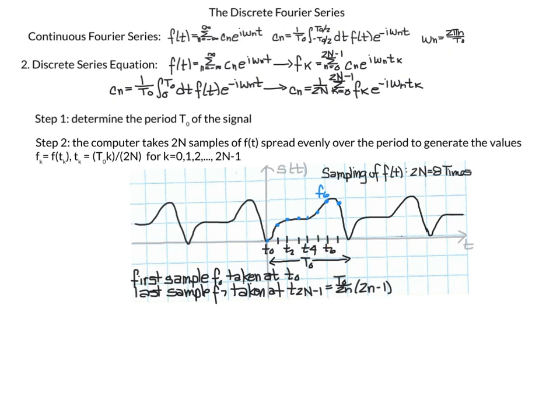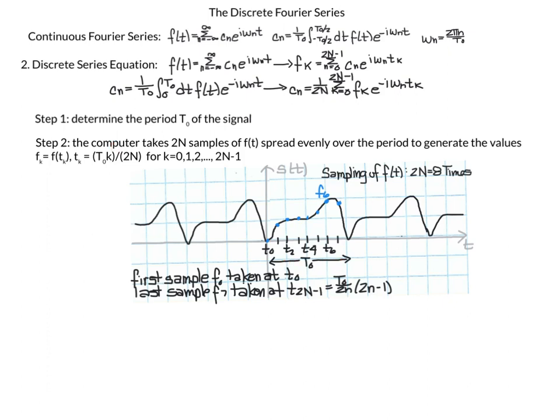That's our sample at time t equals 6. Again, our first sample is taken at t naught, and the first sample is called F0. Our last sample, F7, that's this blue dot, is taken at time t equals 2n minus 1, which is 8 minus 1, at t7. Looking at the steps outlined in your book, step 1 is to determine the period of the signal, which we can see is t naught.